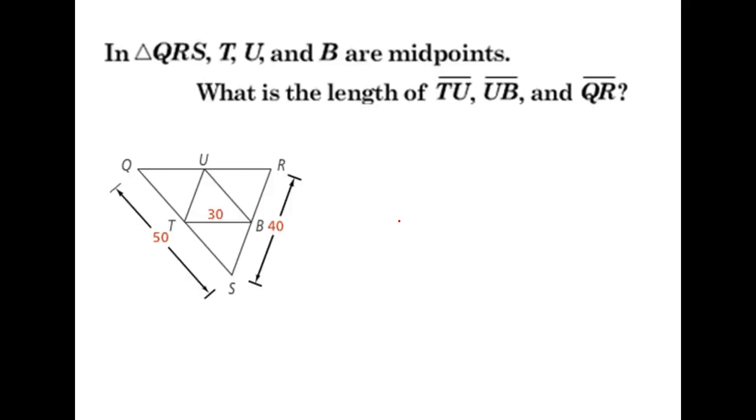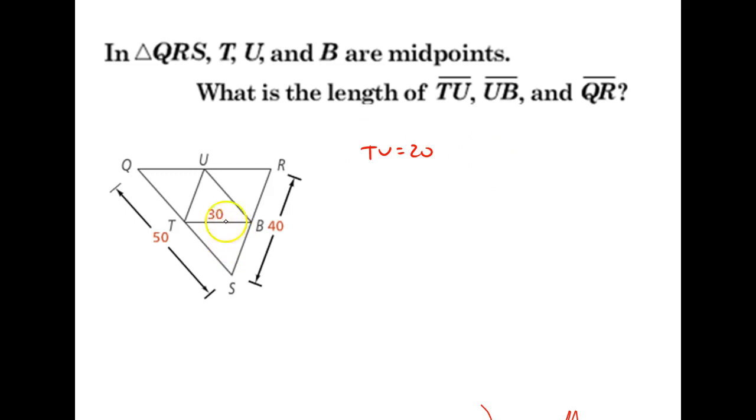Another example, we have triangle QRS, and we're told that T, U, and B are all midpoints. So again, we're dealing with midsegments. What is the length of TU, UB, and QR? So TU is parallel and half the length of the side it doesn't touch here, RS, so it's going to be half. So if RS is 40, then the distance from T to U is going to be half of that, or 20.